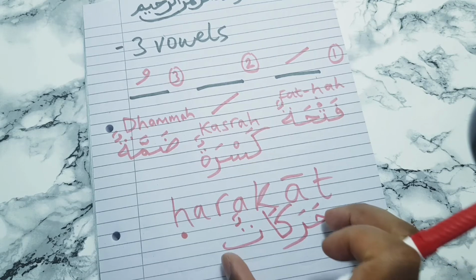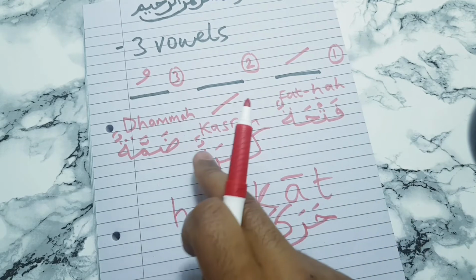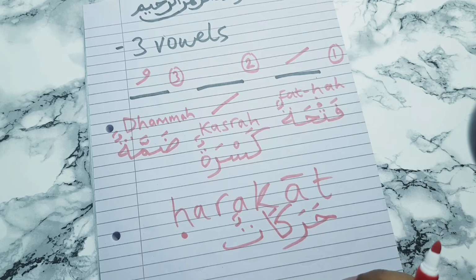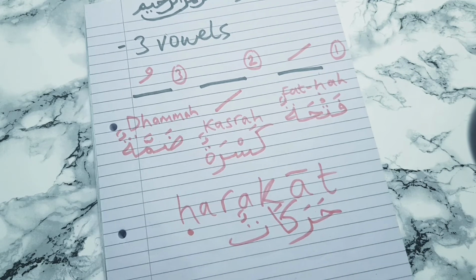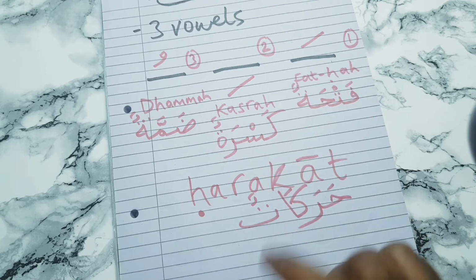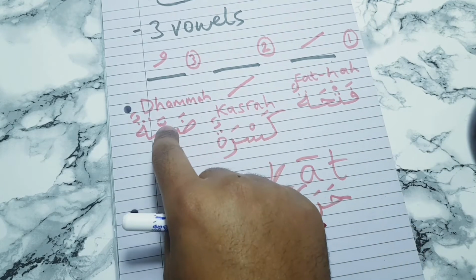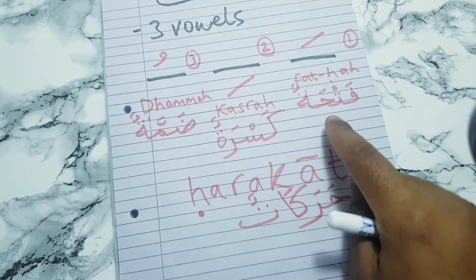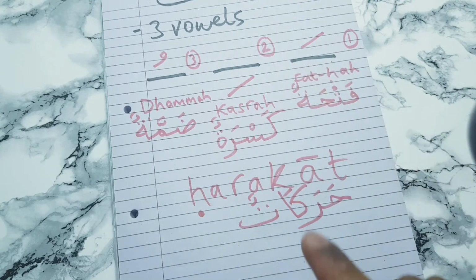Harakat is a plural because there's more than one vowel. Yeah? More than one vowel, plural. So we use a plural. This word is plural. Harakat. Okay? One of them is called a harakah. So this is a harakah. This is a harakah. This is a harakah. Altogether they're called harakat. One vowel is called a harakah.